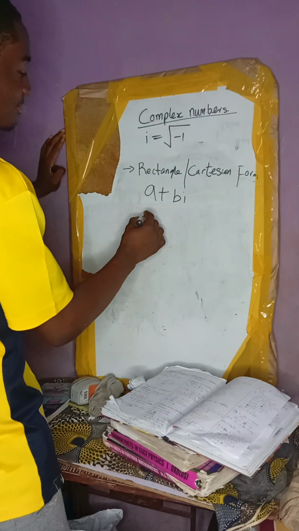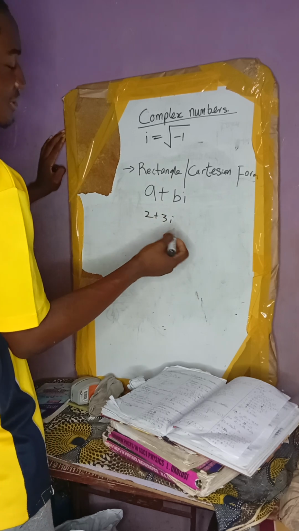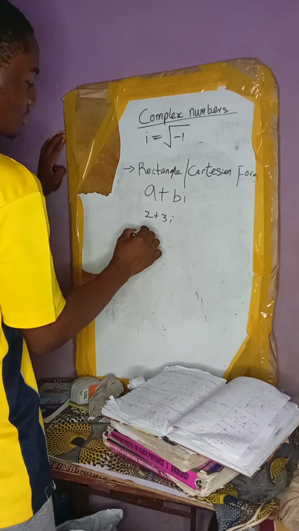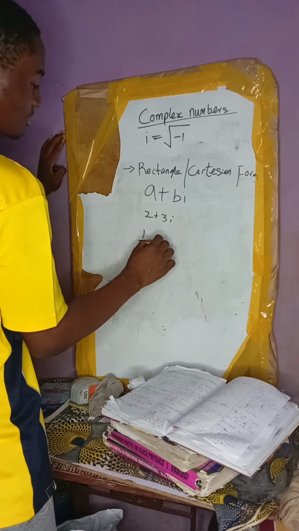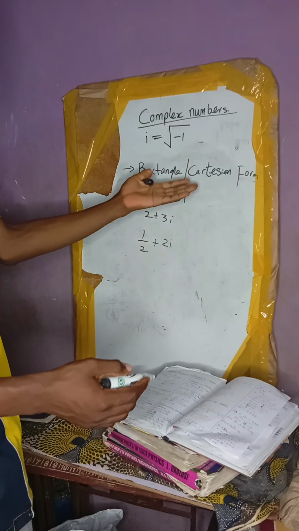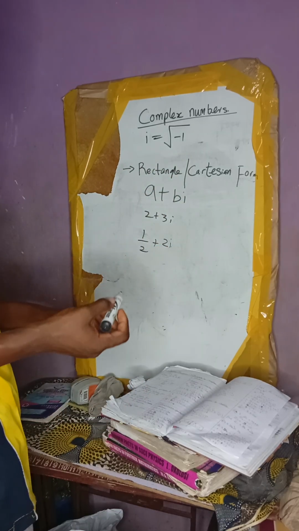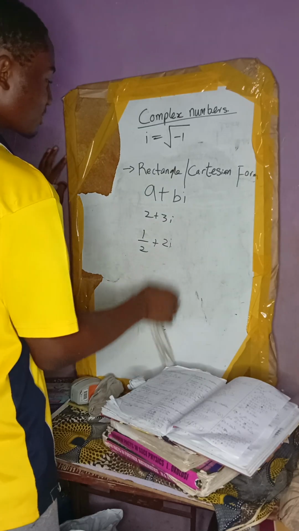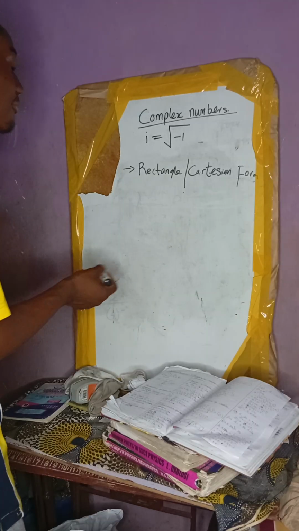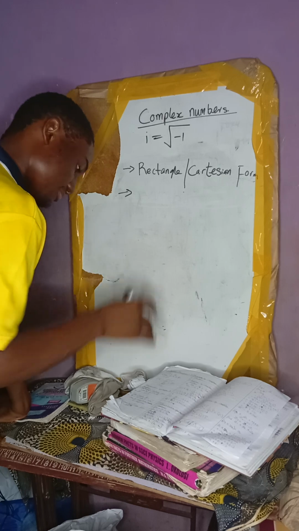You remember our example where we had z1 as 2 plus 3i. Even when we solved the answer, maybe that time we got 1/2 plus 2i. This is also still rectangular form. But now you go far. So the second way we can represent a complex number is using polar form. Polar form or circular form.